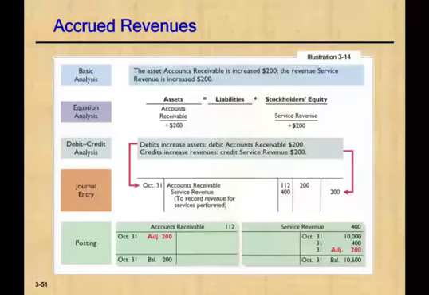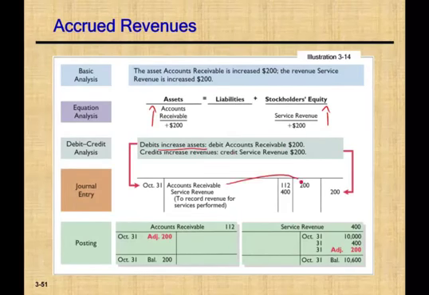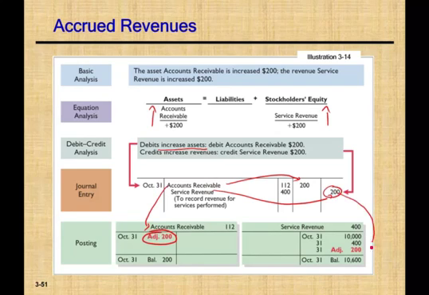Let's look at it from a complete picture. To analyze the equation, accounts receivable goes up, revenue goes up. We debit the asset to increase it, therefore we debit accounts receivable $200, and we credit revenue $200. This is how to journalize it. Then we post the adjusting entries. We post $200 debit to accounts receivable, and we post $200 credit to the service revenue.